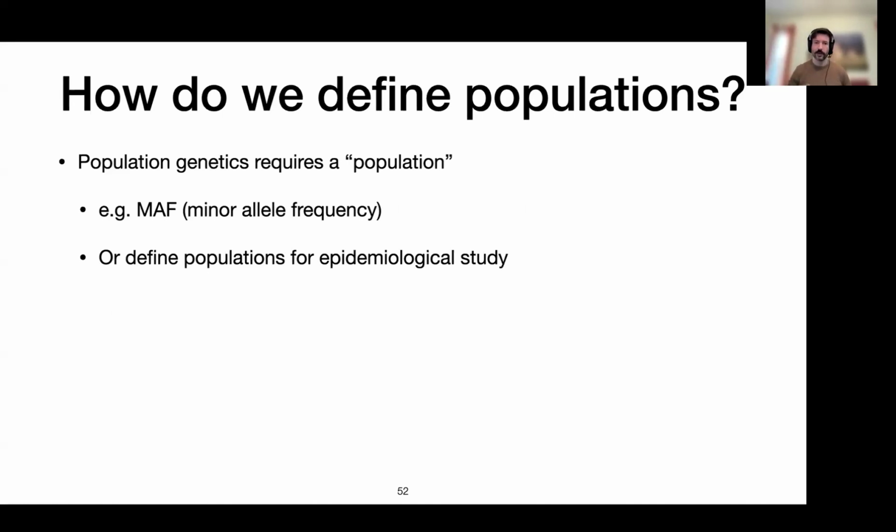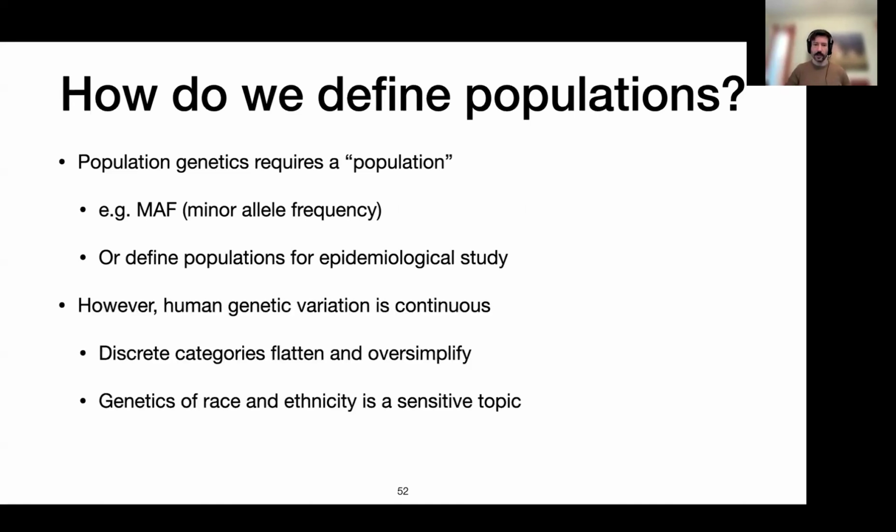So one way to do it is the minor allele frequency, if that's what you're interested in, or you could be interested in defining a population for epidemiological study. But we do also understand that human genetic variation is continuous, and when you have a discrete category, it flattens this continuity and this diversity, and it oversimplifies it a lot.